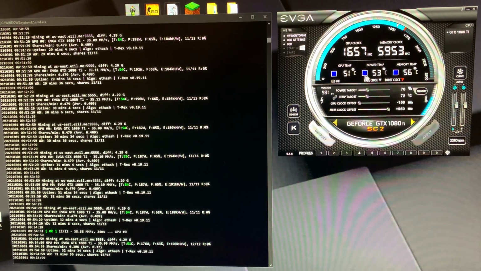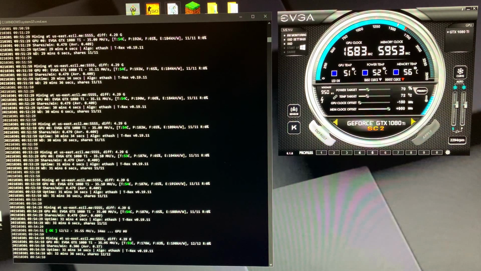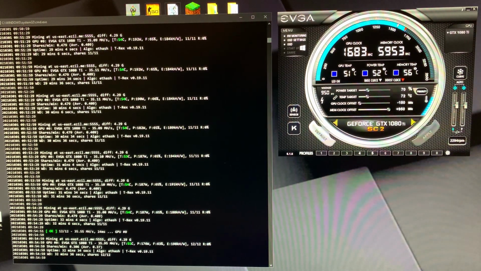All my temps, you'll start to see, start to cycle down here. The power temp and the GPU temp. You see, it was 54 before, now it's 51. All right. So now our power is at 176. We're getting 35.95. You're going to start to see this mega hash increase. This takes time. It's not something that you can do immediately. It's an experiment that you have to go through.